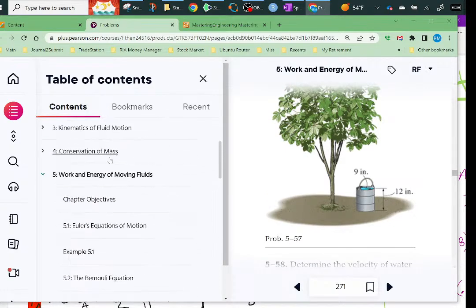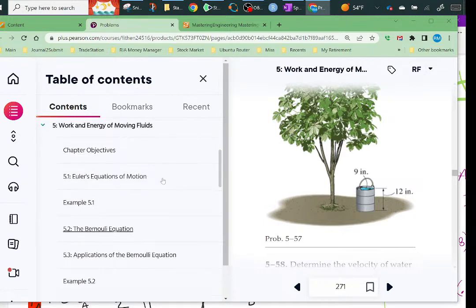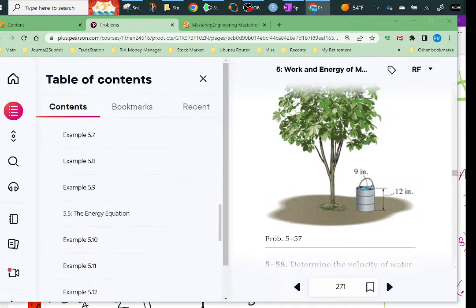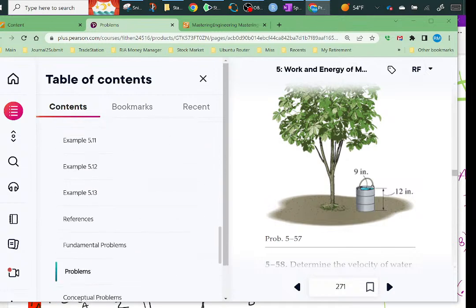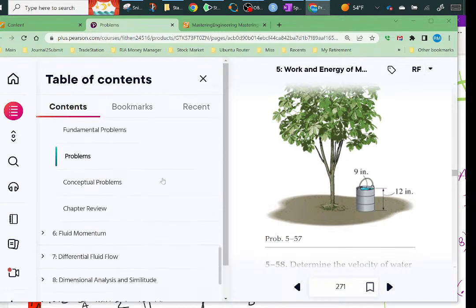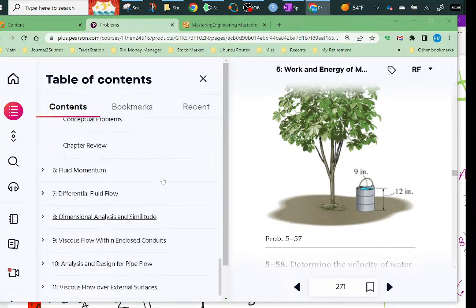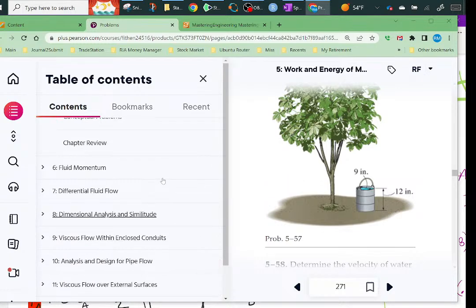Okay, so what we got, working energy of moving fluids. Down in there, there's Bernoulli's equation. So we go down through here, energy equation, that's all good. We're all happy. Momentum. Okay, differential fluid flow, that's going to be fairly short, maybe 30 minutes, and that's it. This one sets us up for this one.